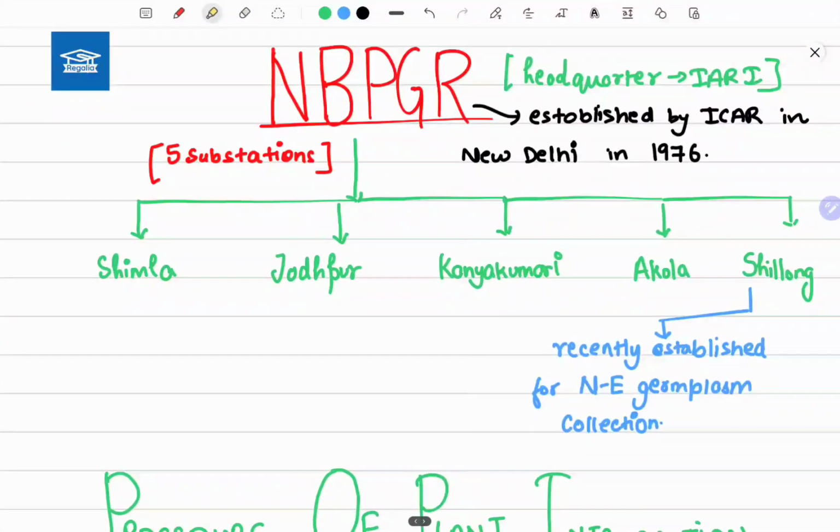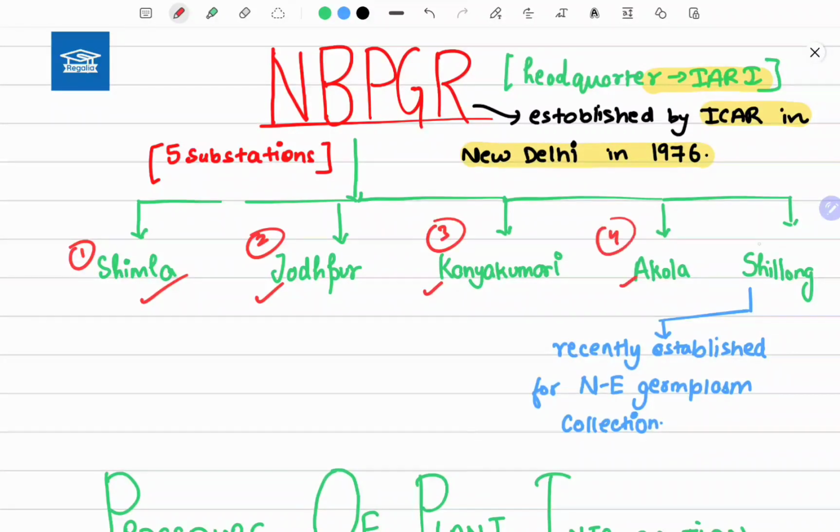Now we will see about NBPGR. It is headquartered at IARI, full form National Bureau of Plant Genetic Resources. It was established by ICAR in New Delhi in 1976, and it has five substations. The five substations are Shimla, first, Jodhpur, Kanyakumari, Akola, and Shillong.